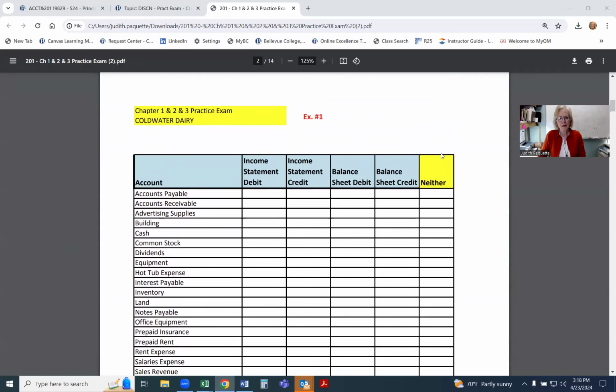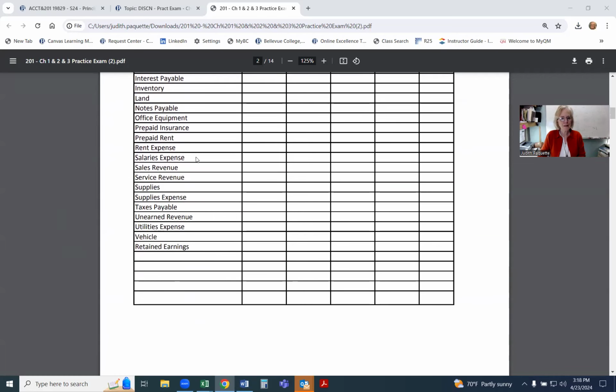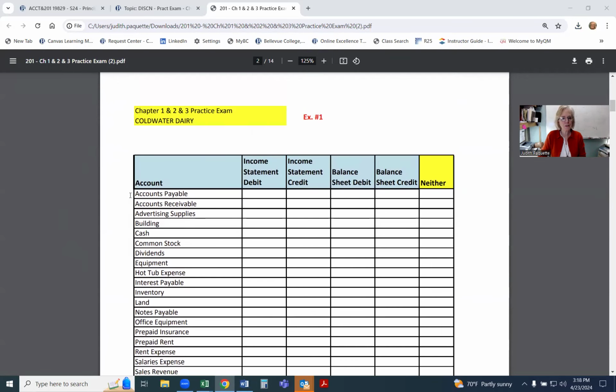So here is a whole list of all the accounts we've learned, and you're going to categorize them. So accounts payable, it's either on the income statement or the balance sheet or neither. So in the chat, tell me income statement, IS, balance sheet, BS, or neither. So go ahead and answer it. Do a direct message to me and tell me where you would put accounts payable. Is it a balance sheet account or an income statement account?